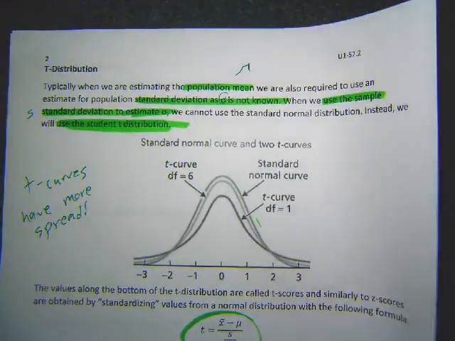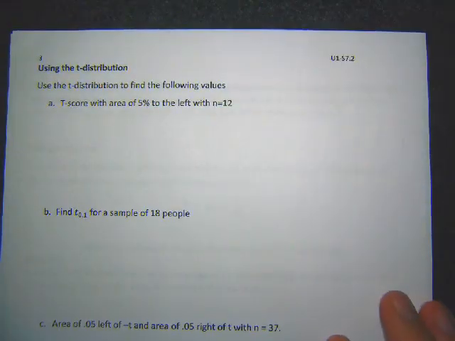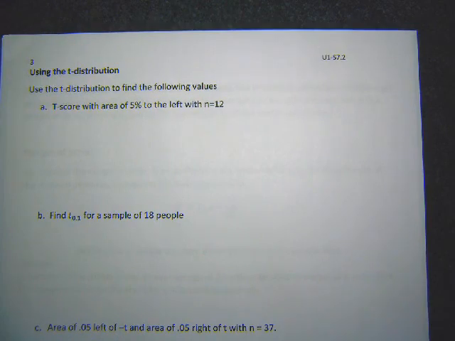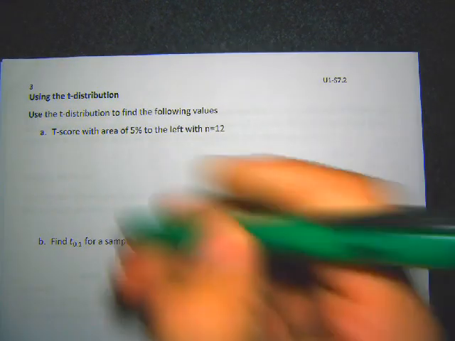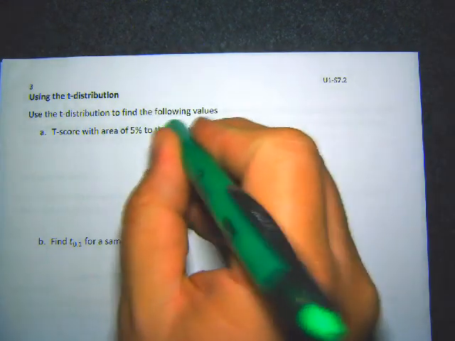So let's go ahead and find some t-scores just so we can get familiar with them. I'm going to give you areas and ask you to find the corresponding t-scores. That's the first thing we're going to do. We use areas and find t-scores. So first off, we want to find the t-score that has an area of 5% to the left.